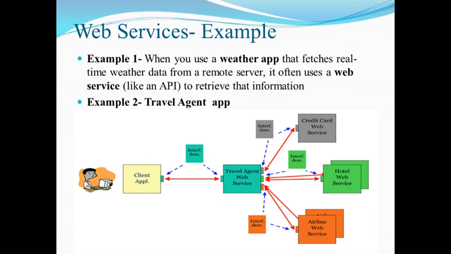Web services examples. In the first example, consider a weather app that needs real-time data. It connects to a weather provider web service, which is nothing but an API to get the latest information. In the second example, a travel agency app uses web services to check flight availability across multiple airlines, hotel-related services, and credit card services. In both examples, the app uses web services to connect, communicate, and retrieve information from other systems over the internet.